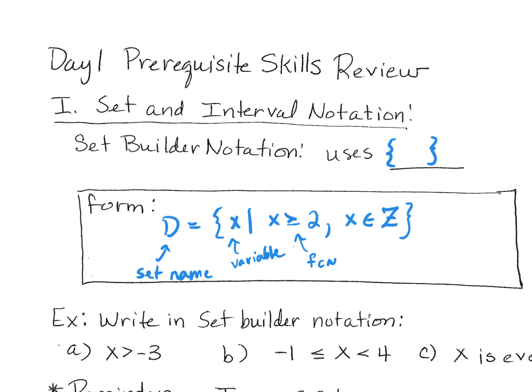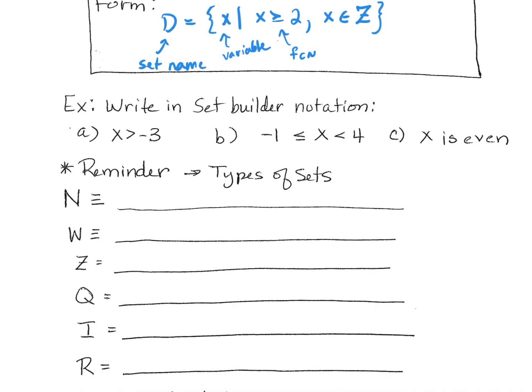All right. So let's do a little practice here. It says write in set builder notation. So we're going to define our set as D. We'll just do D because these are all x, okay? So D equals, scroll bracket. What is my variable? x. Straight line such that. What is my function here? Yeah, x is greater than -3.